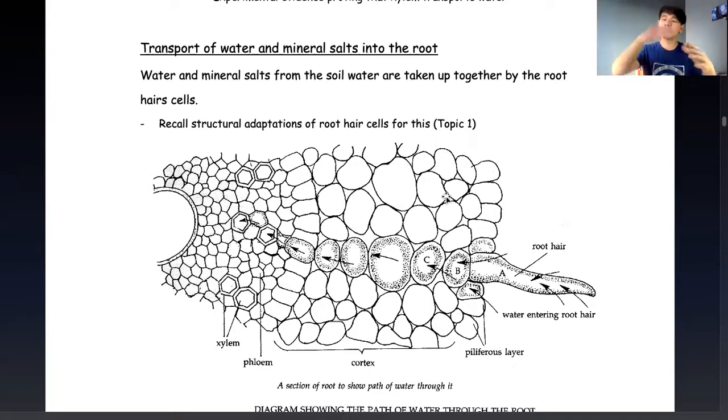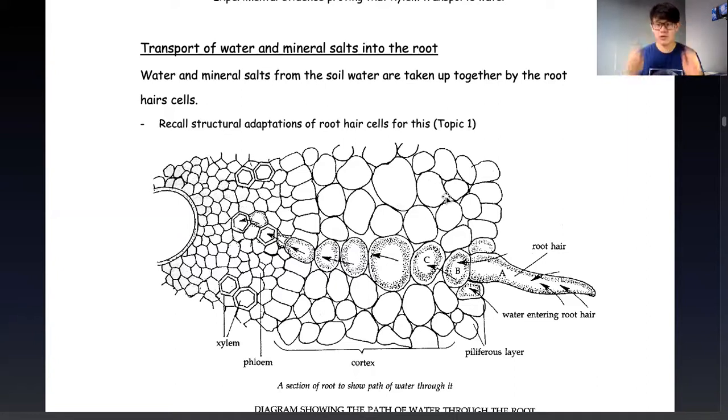So how can the water that is in the soil get up into the leaves? There must be a transport system in place, and that's what we're going to look at: the mechanics behind how they absorb the water.